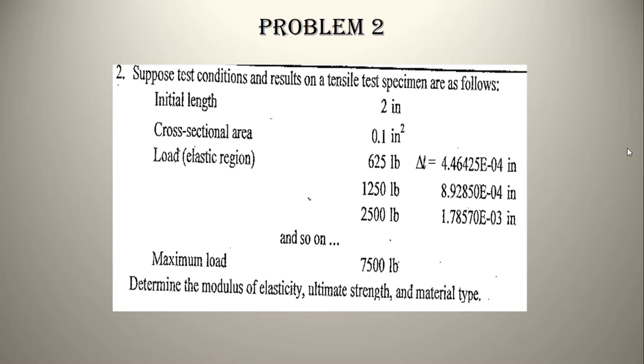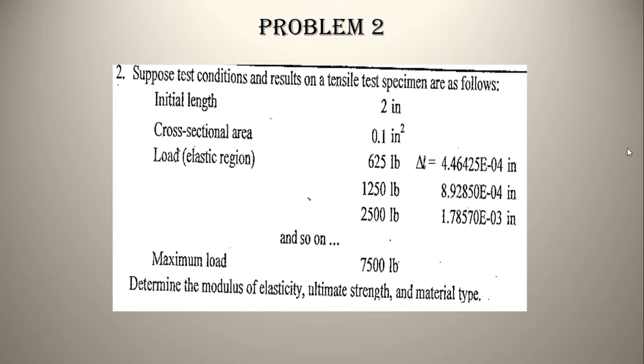Now, he's asking you to determine the modulus of elasticity, or Young's modulus. How do you find that? You start with the same thing. You say that modulus of elasticity E is defined as sigma over epsilon. So we need to find sigma and we need to find epsilon. What is sigma? Sigma is given by the load over the area.